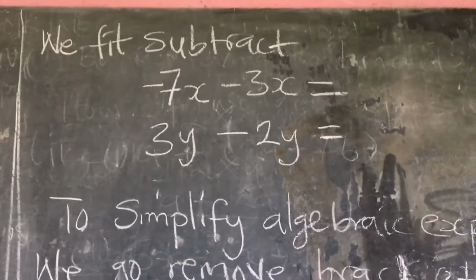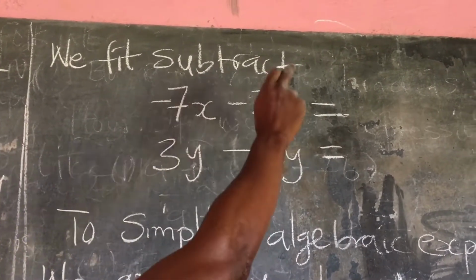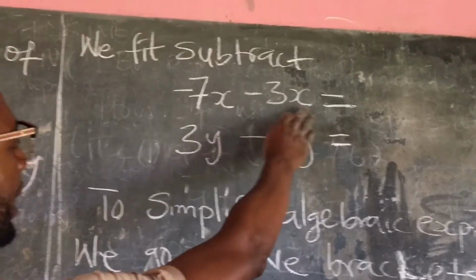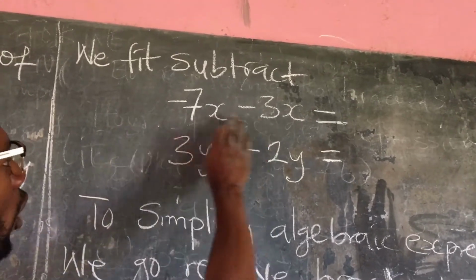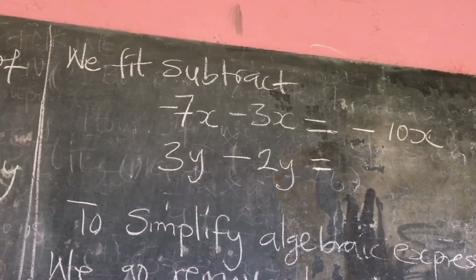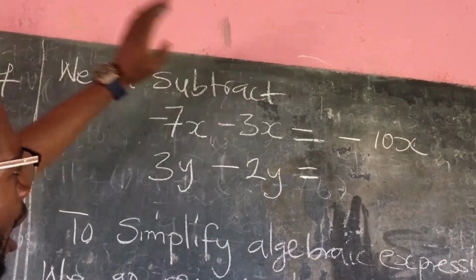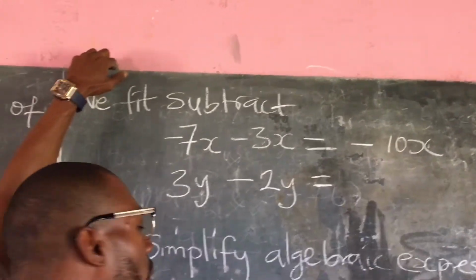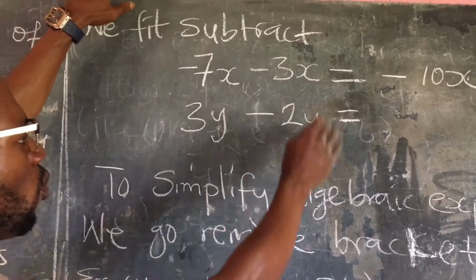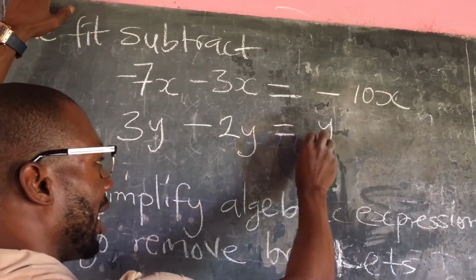As we want to subtract, we collect like terms again. Minus 7x minus 3x. All of them are the same terms, or are like terms. Therefore, we will get minus 10x. Please, don't confuse this one. You owe someone 7 naira, and then you borrow 3 naira again. How much do you owe in total? It is 10 naira you owe. So now for this one, 3y minus 2y will give me 1y. But you don't write 1y, you just write y.